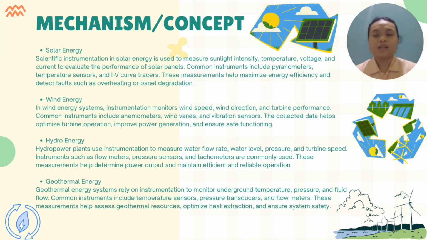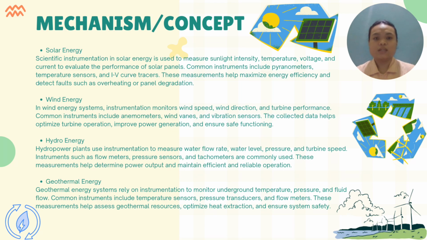I am Marisa Lipa, and on this slide, I will talk about the mechanism or the concept of our four case studies, which are solar energy, wind energy, hydro energy, and geothermal energy. For solar energy, scientific instrumentation is used to measure sunlight intensity, temperature, voltage, and current to evaluate the performance of solar panels. Common instruments include pyranometers, temperature sensors, and IV curve tracers. These measurements help maximize energy efficiency and detect faults such as overheating or panel degradation.